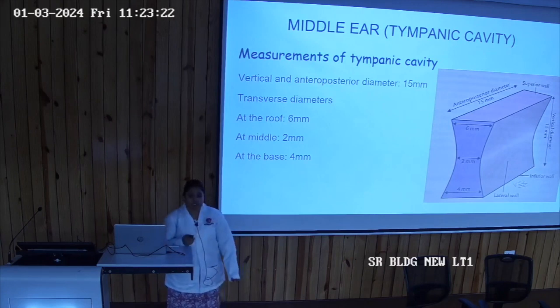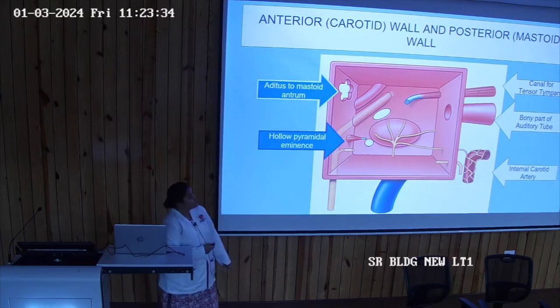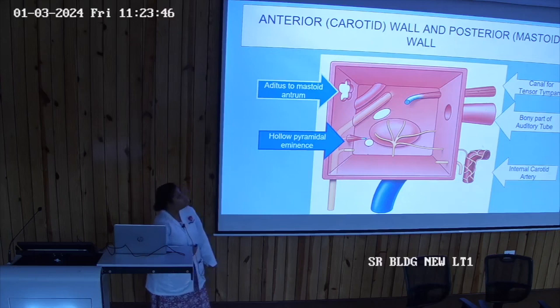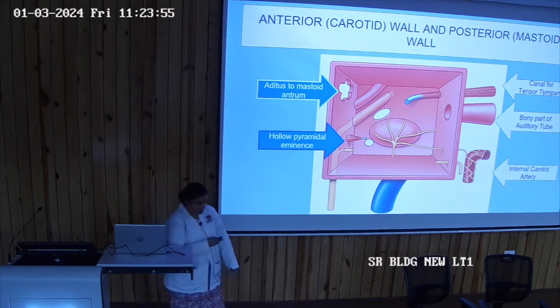The middle ear also consists of three ossicles which transmit sound vibrations from the external to the internal ear. It consists of six walls. Anterior wall, which has two bony canals: the upper canal for tensor tympani and the lower canal for the auditory tube. It also contains the internal carotid artery. Posterior wall, which contains the aditus to the mastoid antrum. It connects the tympanic cavity to the mastoid antrum, and a hollow pyramidal eminence which contains the stapedius muscle.